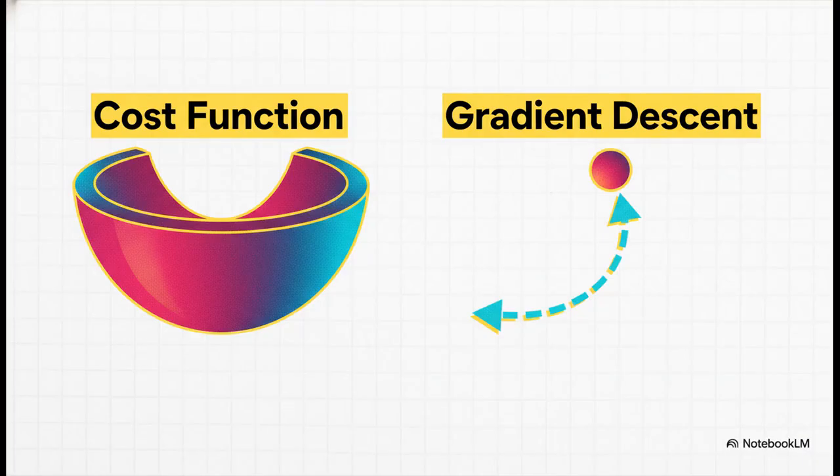So we know the model's goal is to make its mistakes as small as possible. But how does it do that? What's the mathematical engine that helps it find the best line? Well, in our next explainer, we're going to pull back the curtain on the clever process behind it all, the cost function and gradient descent. I hope you'll join me for that one.